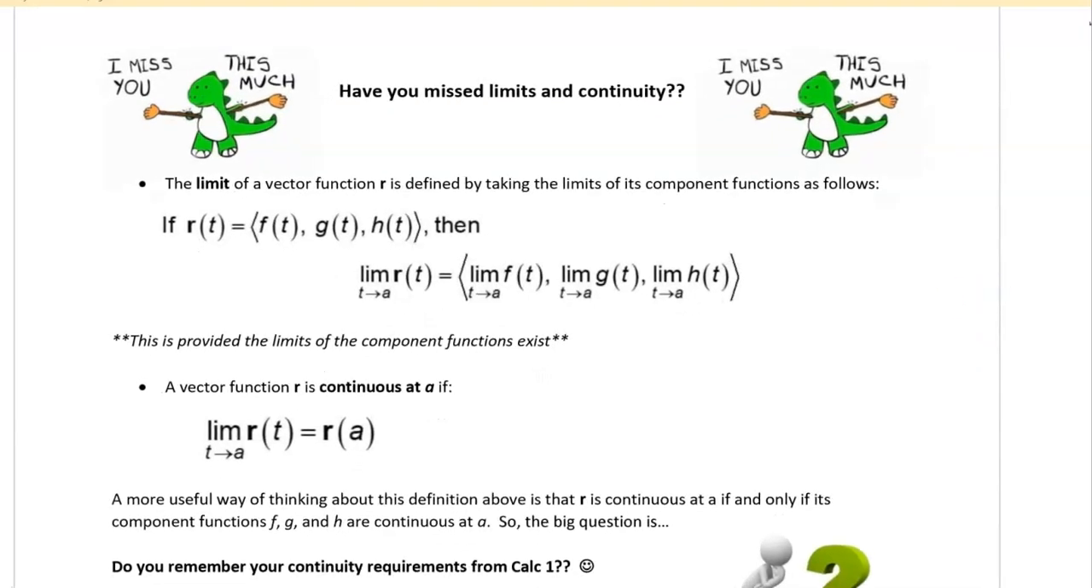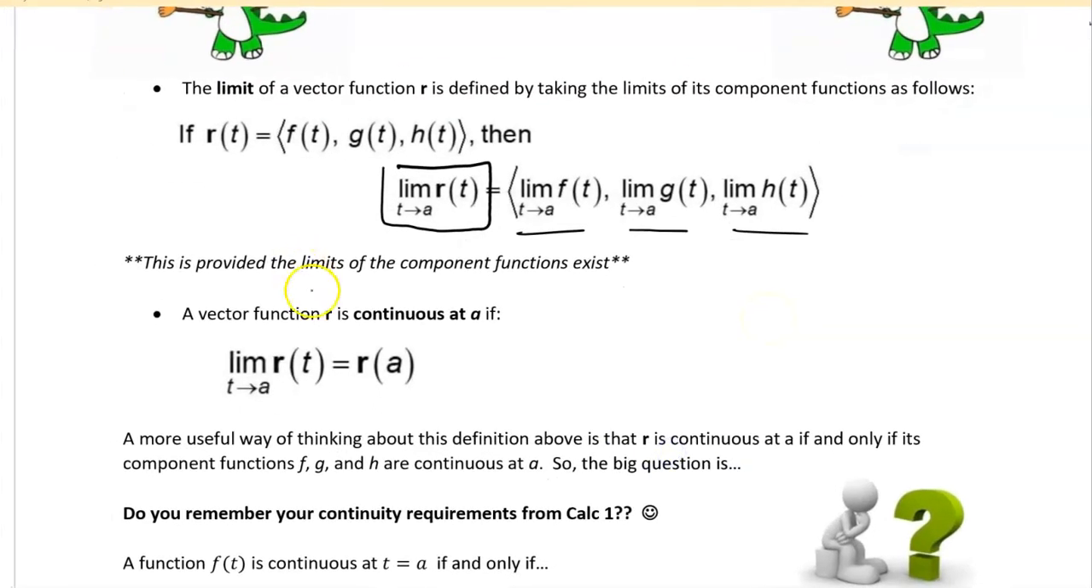So the limit of a vector function r is defined by taking the limits of its components. So if you want to take the limit of some vector function r as t goes to some value, all you're going to do is take the limit component-wise and see how that goes. This is provided that the limits, notice that is plural, the limits of the component functions exist. So the limit for the vector function exists only if all the limits of the components exist.